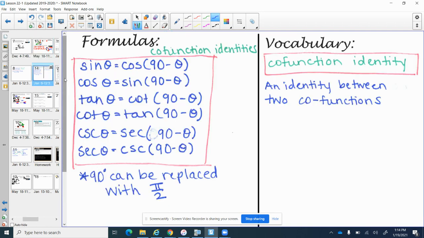So if we look here through this, when we talk about our cofunction identities, this one might be something you want to write down because this is the one that's most easily forgotten. Now, this does apply for tangent and cotangent as well, and then cosecant and secant as well. And any of these 90s can be replaced with a pi over 2. And then we also have officially that vocabulary word of cofunction and what exactly it is, and it's just an identity between two cofunctions would be the cofunction identity.